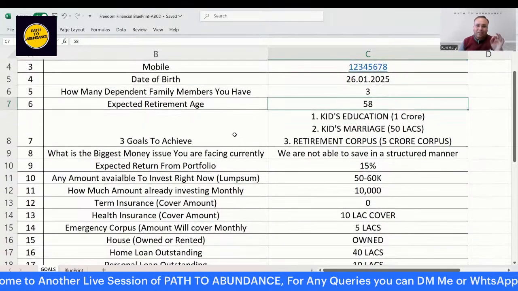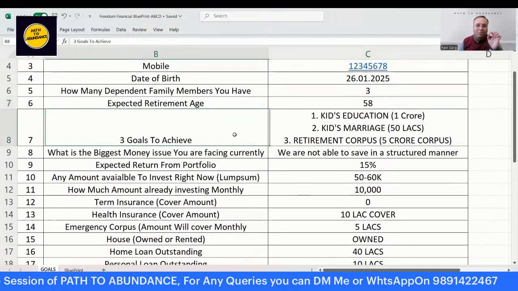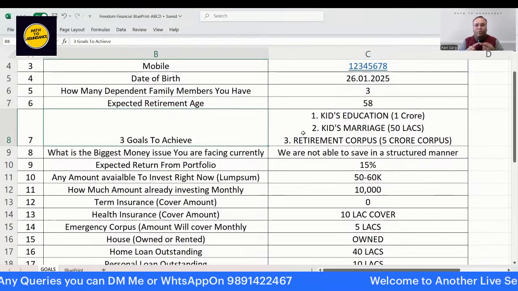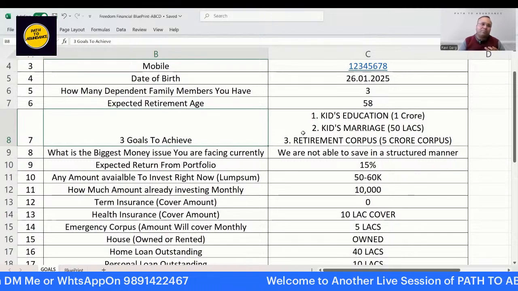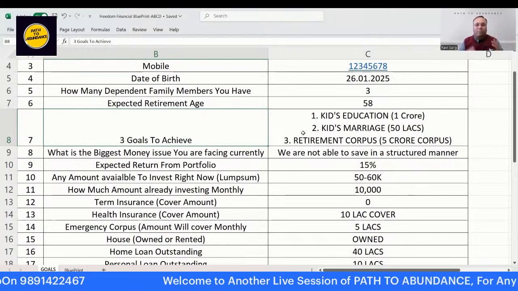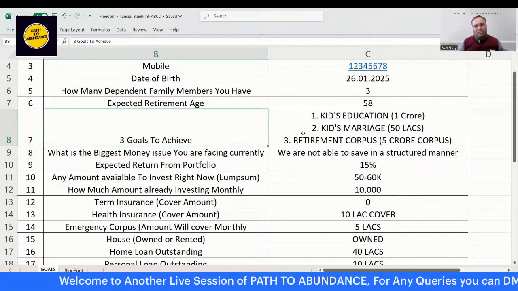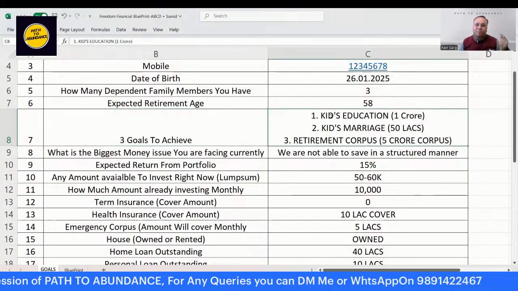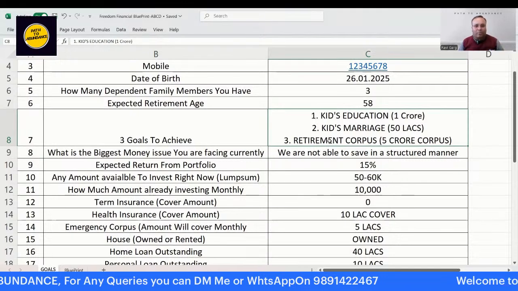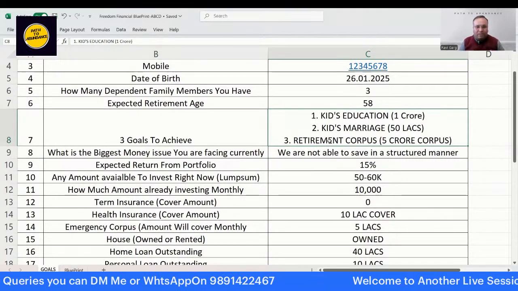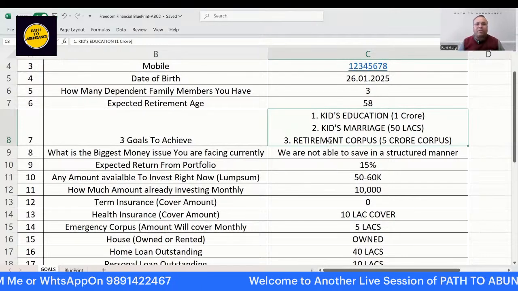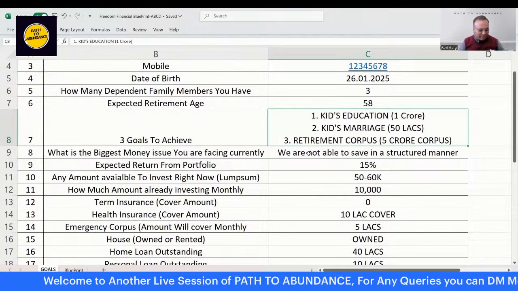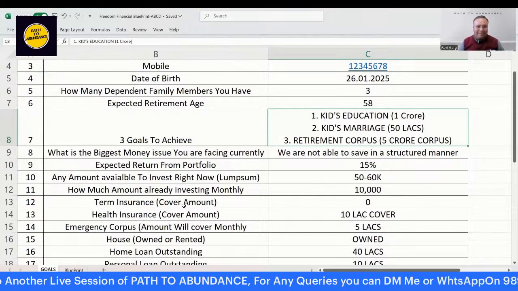Now, number one question: three goals to achieve. People have varied goals, like to buy a home, to buy a car, to go for a foreign trip and all that, but I find that these are luxuries. The basic three goals which we should have are kids' education, kids' marriage, and retirement corpus. If we are not able to plan for these three things, then you will be jeopardizing your life. Am I right? Am I making sense? Yes or no?